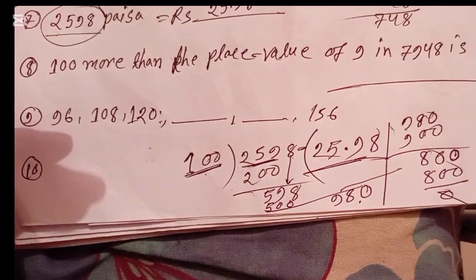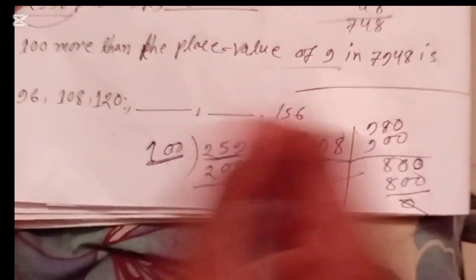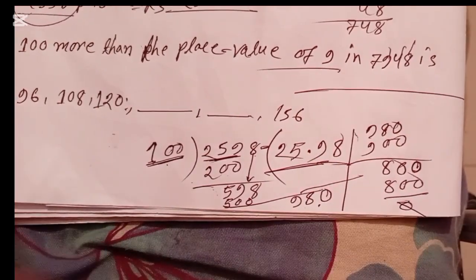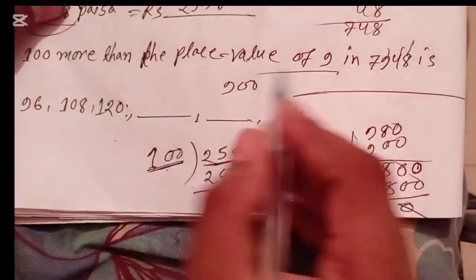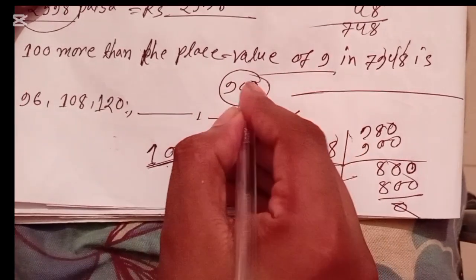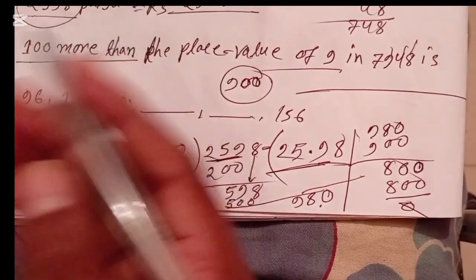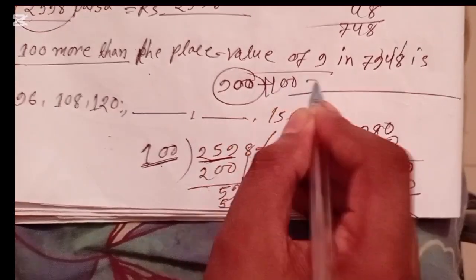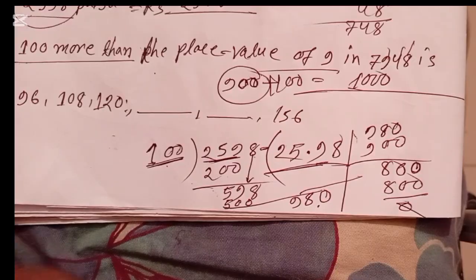Okay, the next question. 100 more than the place value of 9 in 7948. So first of all, we have to know what is the place value of 9 in this number. So ones, tens, hundreds. So 9 is in hundreds, right? So we get 900. And the question is 100 more than, which means we have to do the addition. So 900 plus 100, it will be 1000. The very easy things.